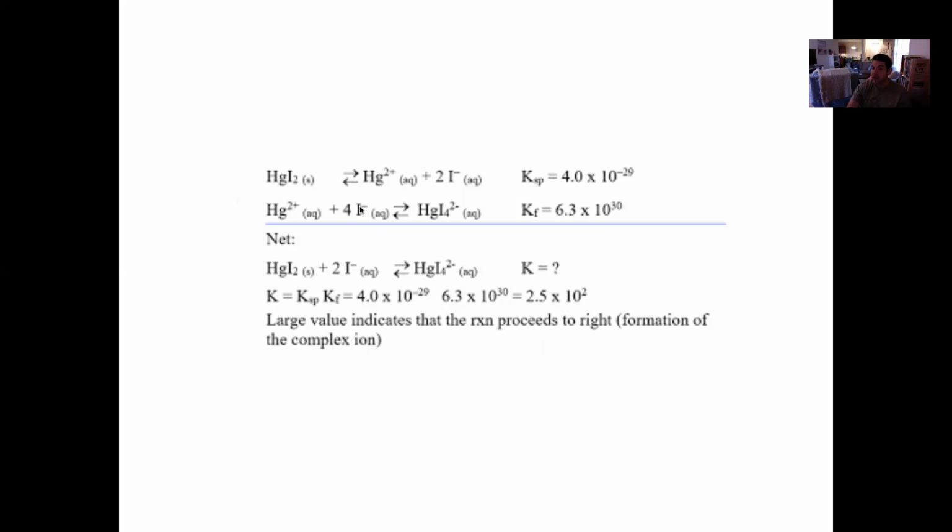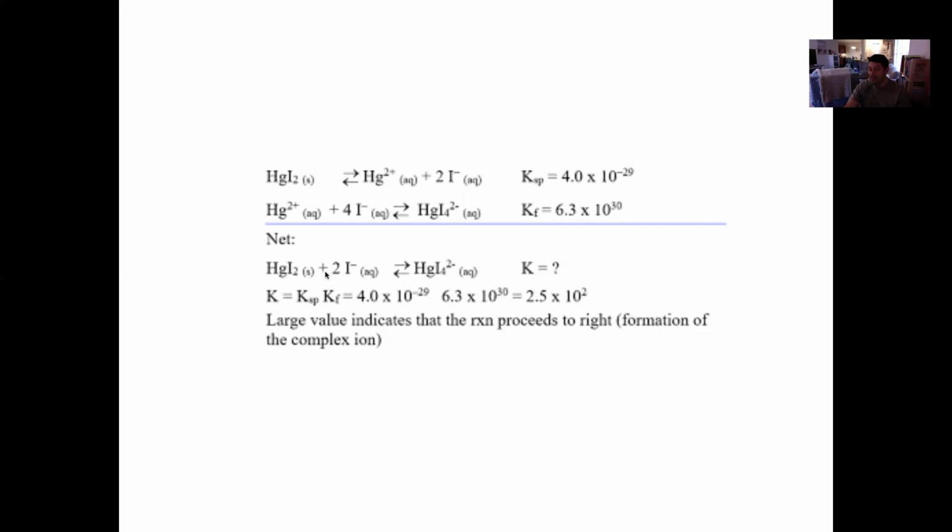When we have 4 iodides, it likes to form this complex, HgI4 2-. All right, so the Hg is the central cation. The iodide is acting as our ligand. It's got the lone pairs, so it's attracted to mercury because mercury has those open orbitals. It's got a coordination number of 4, and the Kf, the formation constant, is 6.3 times 10 to the 30th. Right? So this top equilibrium favors the reactant side. The bottom equilibrium favors the product side.